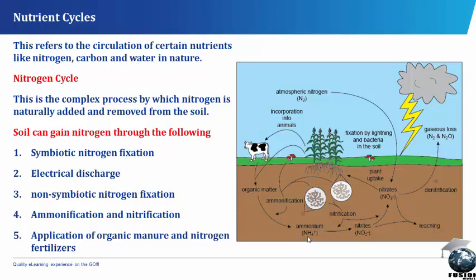The application of organic manure and nitrogen fertilizers also add or supply nitrogen to the soil. On the screen is a diagram that shows how different elements get to the soil and then into the animal.